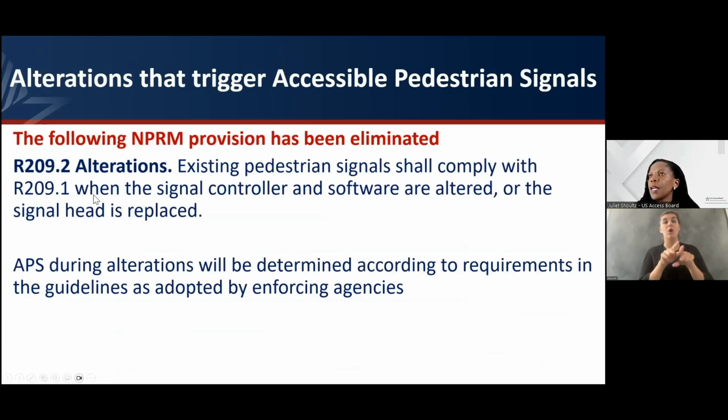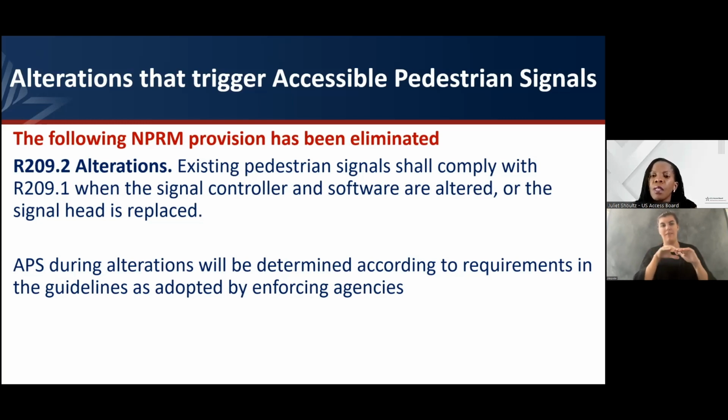We also modified alterations as it pertains to accessible pedestrian signals. So in the NPRM, we had a provision at R209.2 alterations, which called for when you have existing pedestrian signals whereby you alter the signal controller and software, that was an alteration that triggered accessibility requirements.